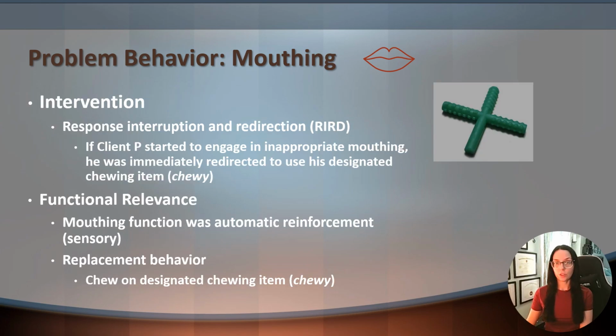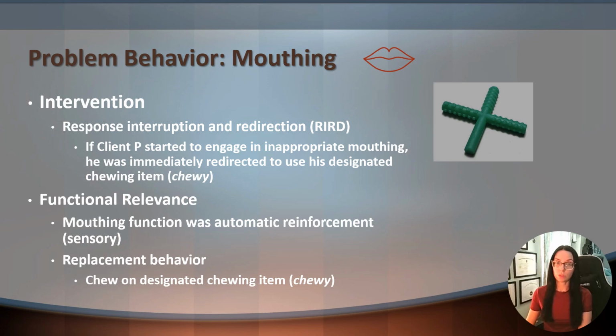The intervention utilized to decrease mouthing was response interruption and redirection. The intervention procedure was that if Client P started to engage in inappropriate mouthing, he was to be immediately redirected to use his designated chewing item, which we refer to as a chewy. Social praise was then used to reinforce the use of the chewy.